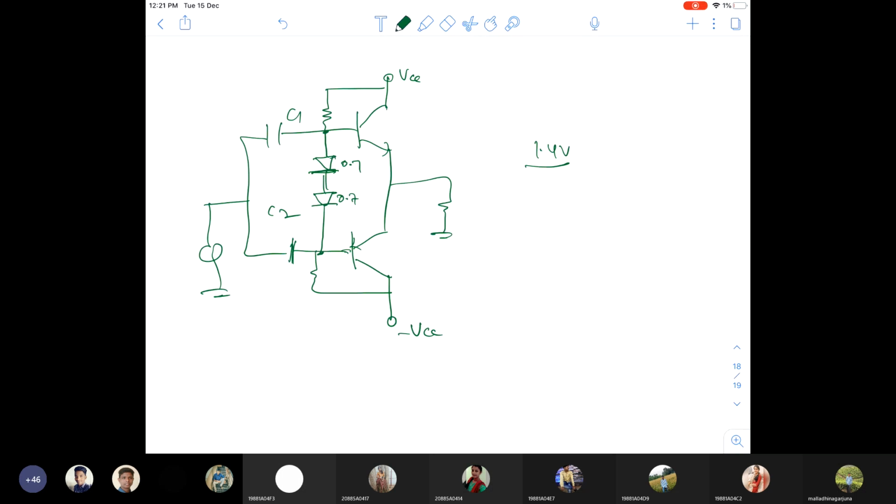So these are the comparison of push pull and complementary. Clear?